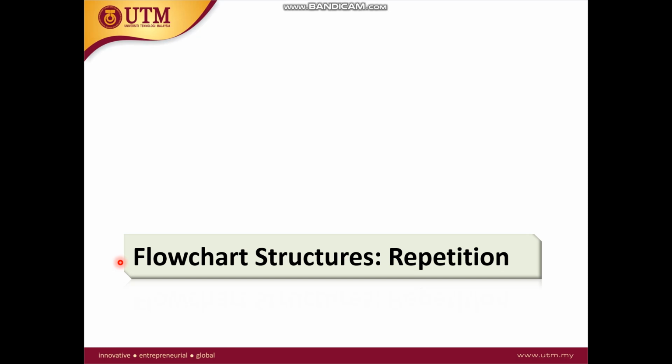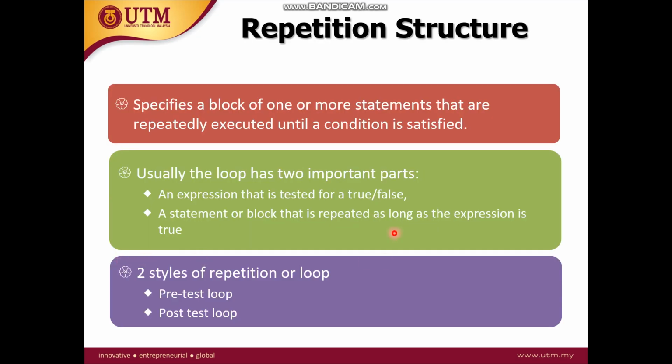Good afternoon, everyone. In this lecture, we are going to talk about the repetition structure of the flowchart. In repetition structure, there is a block which consists of one statement or more than one statement that is repeatedly executed until a condition is satisfied or until a condition is true. There is a condition to check. Whenever this condition is true, the statement is going to be executed repeatedly.